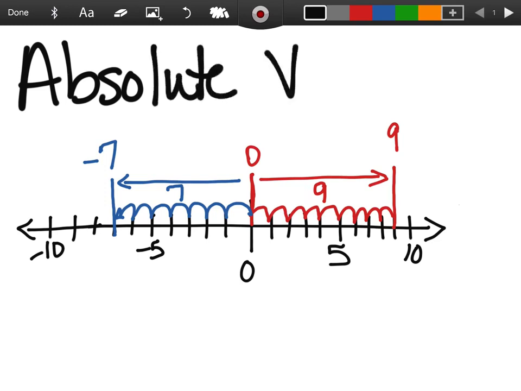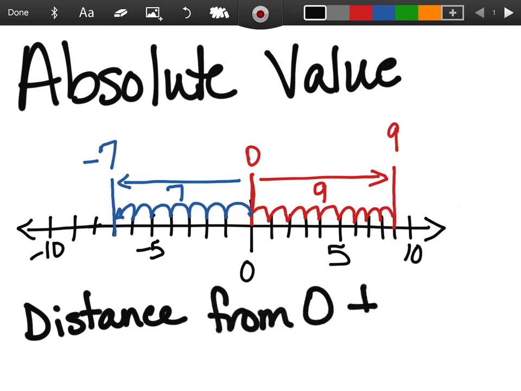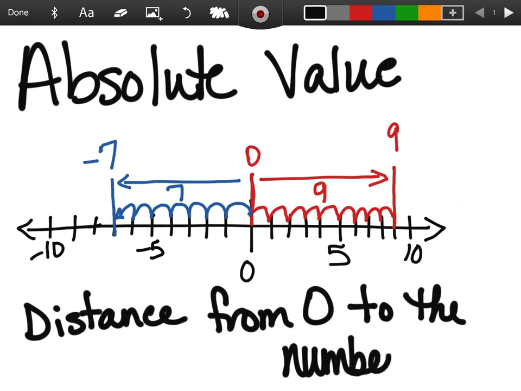Absolute value is the distance from 0 to my number, okay? So this is the distance I've traveled from 0 to the number. Okay, the distance from 0 to my number is called absolute value. Let's look at some examples.